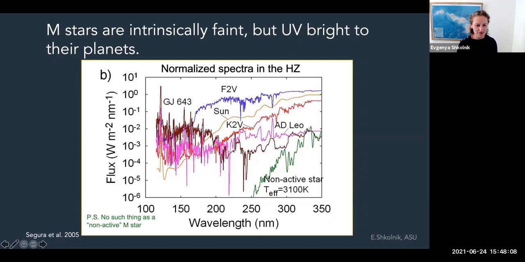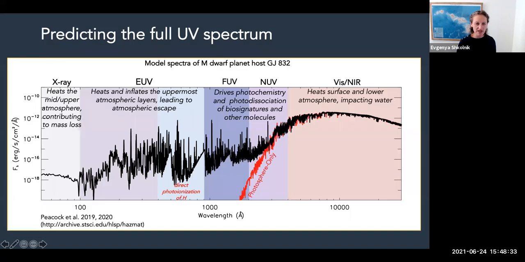I also wanted to point out this green curve that is a model of just the photosphere of an M star, which you might see in the literature called a non-active star. And in reality, there's no such thing as a non-active M star. So these models are always going to underpredict the near UV and the far UV of an M star. And so we've worked to actually rectify this and produce a new set of models that are empirically guided by the observations I'm about to show you.